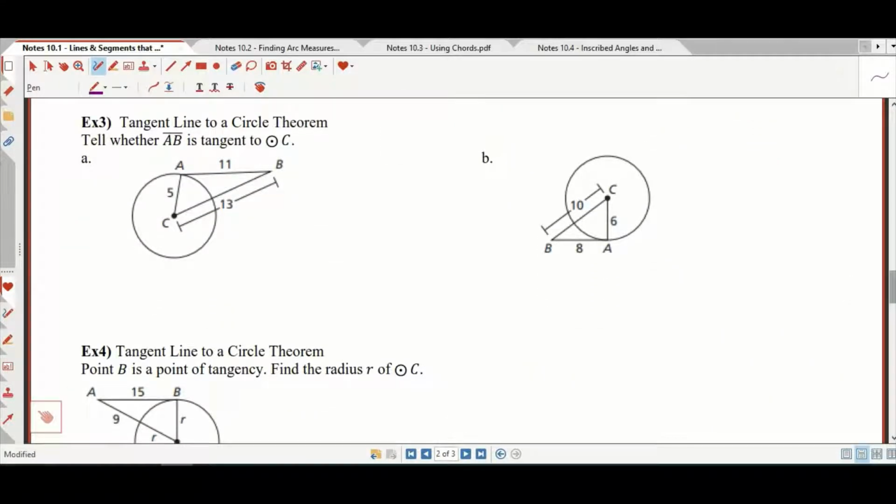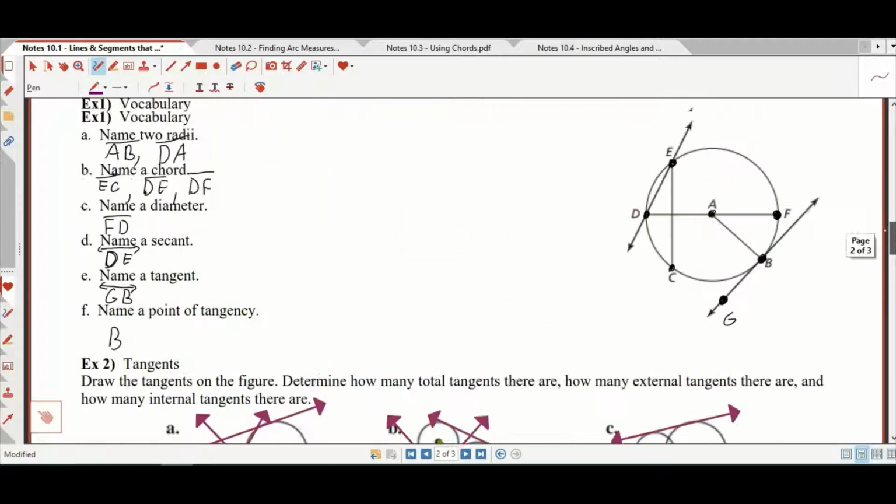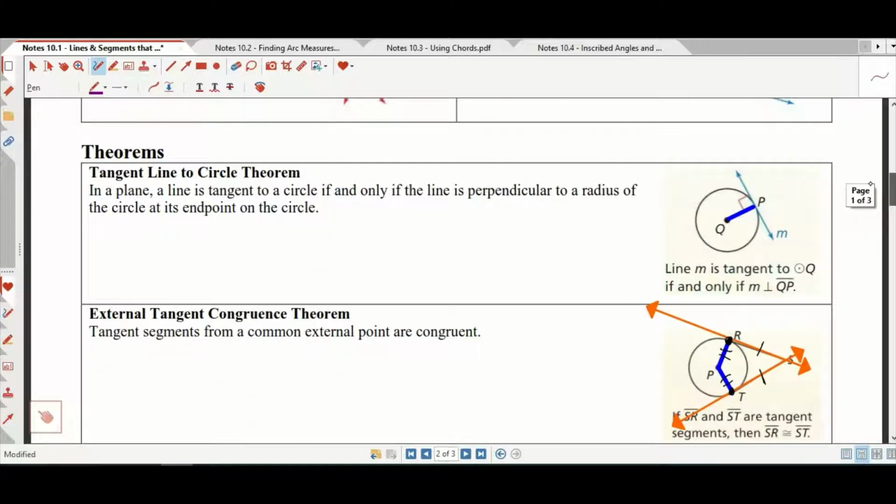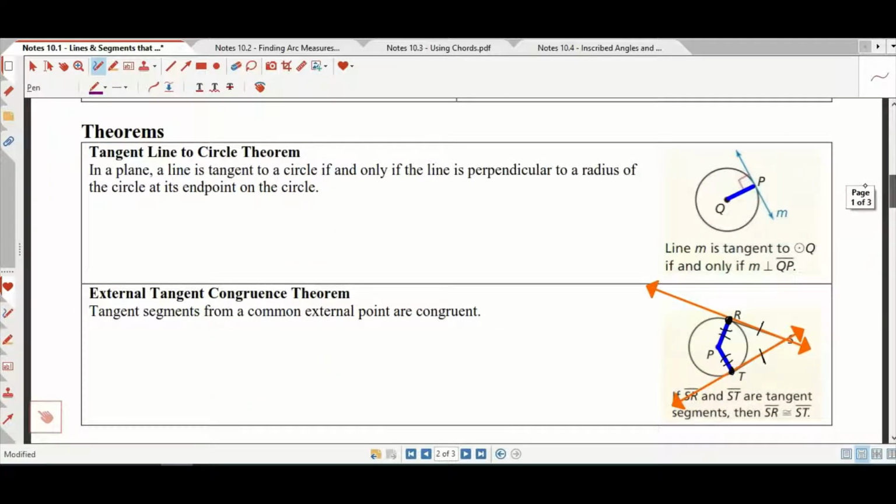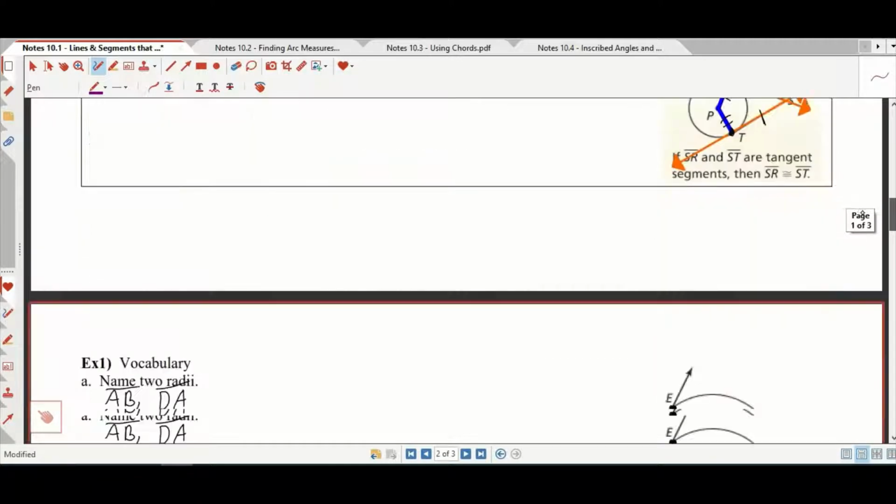Tangent line to a circle theorem. Tell whether AB is tangent to C. So let's go back up and make sure we know the tangent line to a circle theorem. In a plane, a line is tangent to a circle if and only if the line is perpendicular to the radius of the circle at its endpoint on the circle.